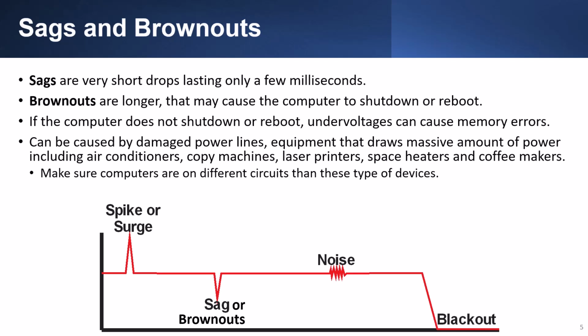Sags are very short drops lasting only a few milliseconds. Brownouts are longer and may cause the computer to shut down or reboot. If the computer does not shut down or reboot, undervoltages can cause memory errors. It can be caused by damaged power lines, equipment that draws massive amounts of power, including air conditioners, copy machines, laser printers, space heaters, and coffee makers. Make sure computers are on different circuits than these types of devices.